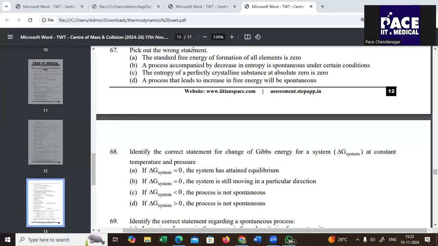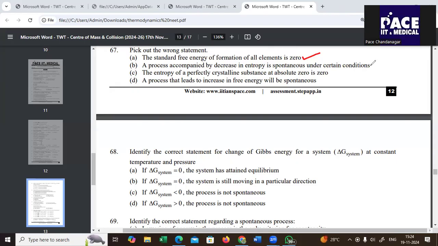Now pick out the wrong statement. Which is your wrong statement? Standard free enthalpy of formation of all elements is zero. We just now have discussed any element in its free state formation is always enthalpy zero.